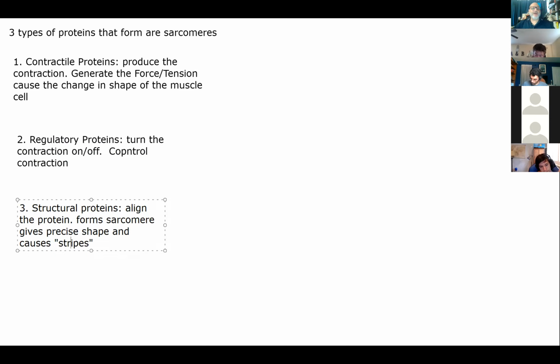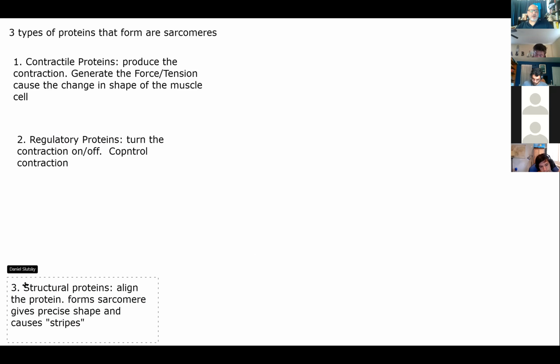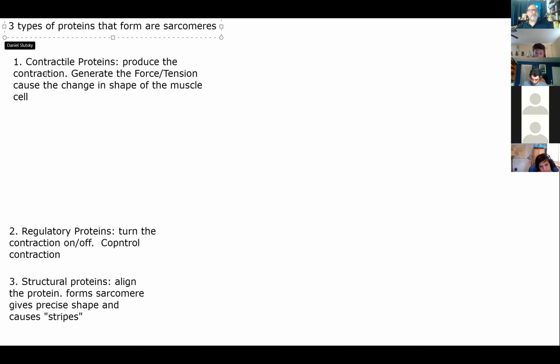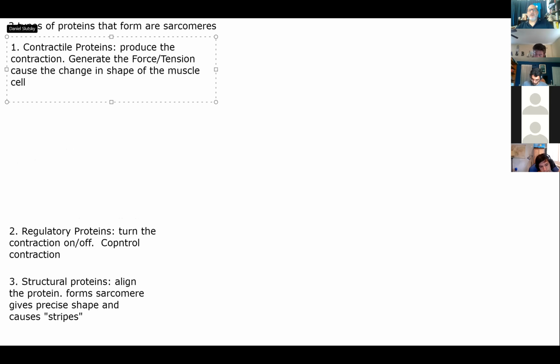So, three main types of proteins: contractile, regulatory, and structural. Now, as I mentioned, there are dozens of these different types, but let's talk about these one at a time. For our contractile proteins, there are two contractile proteins you are going to be responsible for.